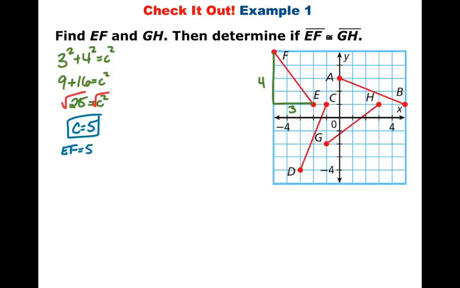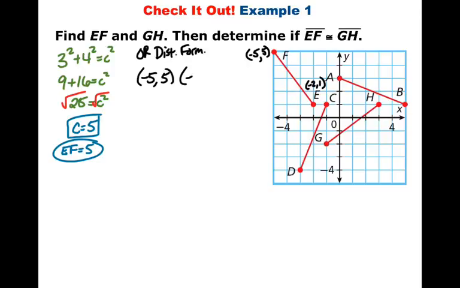Now, you can also use distance formula. If you use distance formula, though, you've got to find your ordered pairs. So for F, you go to the left 5 and up 5. And then E is at negative 2, 1. So label your points x1, y1, x2, y2, and then plug into your distance formula.